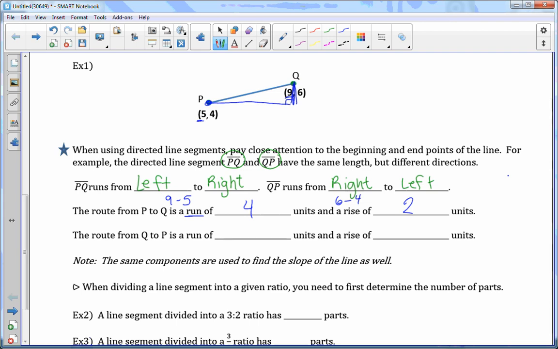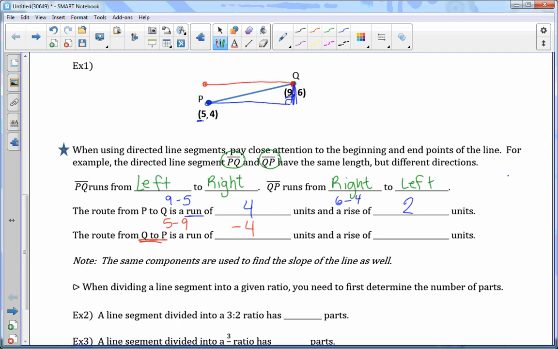Okay? Now, the reverse though. The route from Q, starting on Q to P, now the order has changed. From Q, I'm going to run over to P. Mathematically, who can tell me how to find that one? 5 minus 9. Good. Because that's our second point, right? So does it make sense that it's actually negative 4? Because we're going left. And going to the left will end in the negative numbers, right?